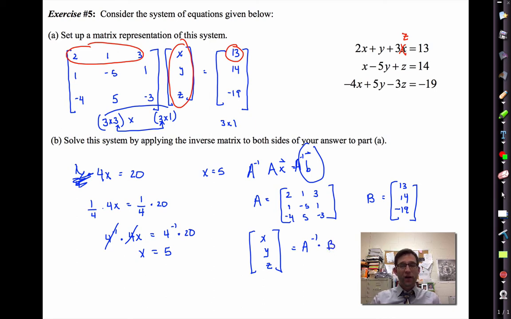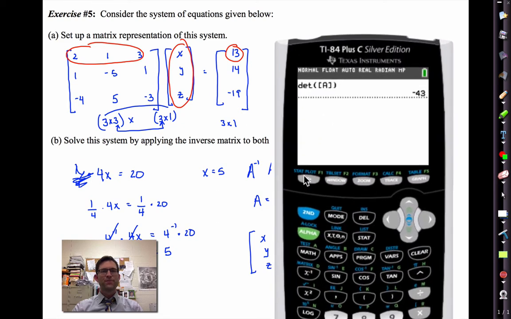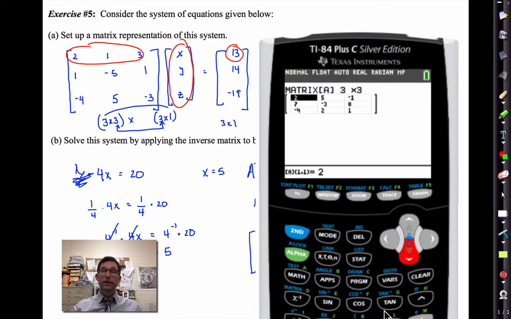But the first thing that we have to do is get all of that in there. So, let's do it one more time. Let's open up the TI-84 Plus. Here it is. Okay, let's go into A. Let's modify it so it's a 3 by 3. Actually, it's already a 3 by 3. Let's put in our coefficients: 2, 1, 3, 1, negative 5, 1, negative 4, 5, negative 3.